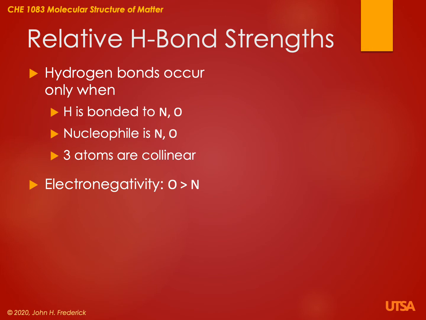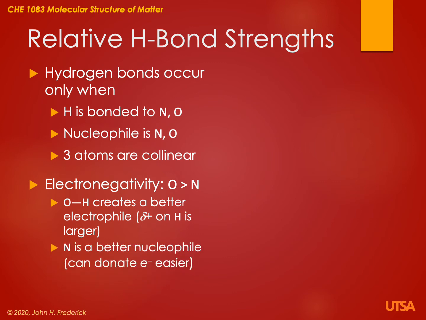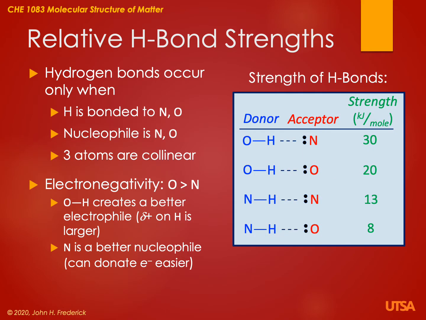I want to note that the electronegativity of oxygen is greater than that of nitrogen, so there's a greater charge separation, and therefore hydrogen is a better electrophile when it is attached to oxygen than when it's attached to nitrogen. They're both pretty good, but oxygen's a little bit better at donating hydrogen to this hydrogen bond. Nitrogen, however, is a better nucleophile, and it can donate its electrons easier, so it's going to be better as the acceptor of this hydrogen bond. So let's create a table to show this.